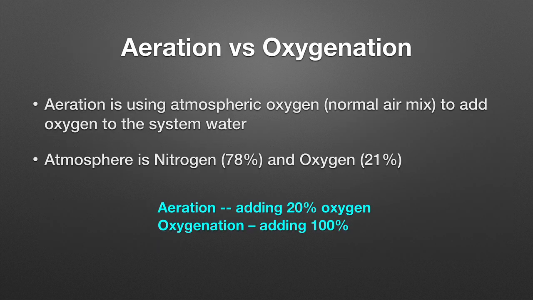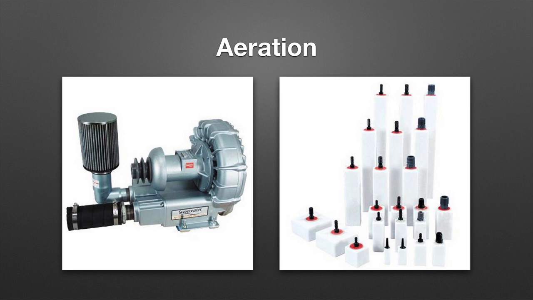Okay, so what's aeration? What is oxygenation? What does that mean? Aeration is using atmospheric oxygen, just normal air, to add oxygen to the system water. However, atmospheric oxygen only contains about 21% oxygen. So that's what you're adding to the water. Oxygenation uses pure oxygen, so you're adding 100% oxygen. This is an example of an aeration system using a blower and also medium pore diffusers. Blowers are designed for high volumes and low pressure and are generally the most cost-effective method of aeration.